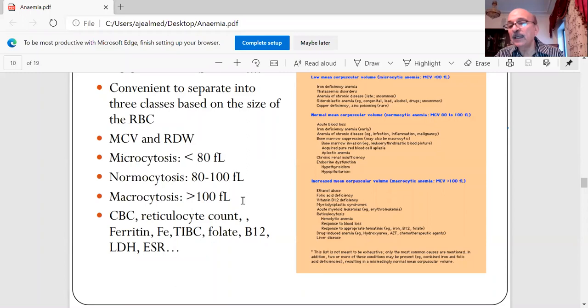Macrocytic anemia: the commonest causes are folic acid deficiency and B12 deficiency. There are other causes, but these are the commonest. Normocytic anemia can occur early in bleeding, and it can occur with chronic inflammatory diseases like rheumatoid arthritis, Crohn's disease, ulcerative colitis, etc.